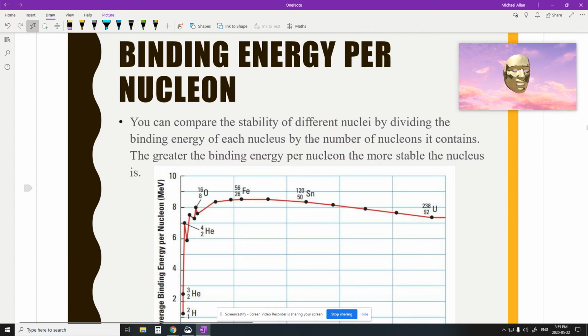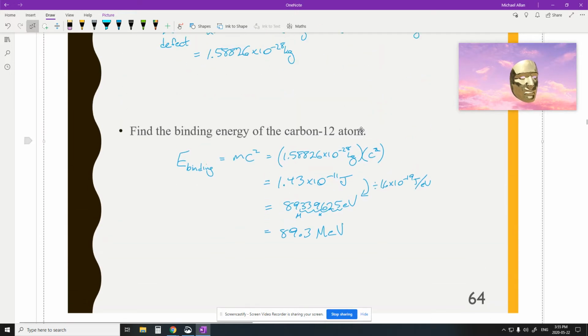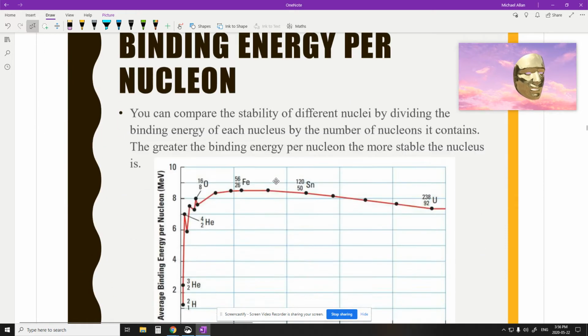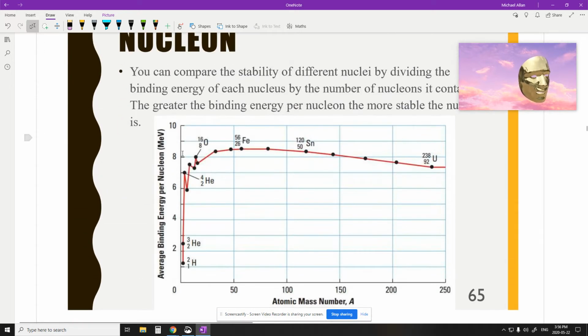So this diagram here just talks about the binding energy per nucleon. These numbers are just taking the binding energy that we found, so this number up here, and dividing it by how many nucleons there are in that very particular isotope. So in this case, if I wanted to go for this one, I would divide this by 12. So 89.3 divided by 12, and you get a binding energy of about 7.44.